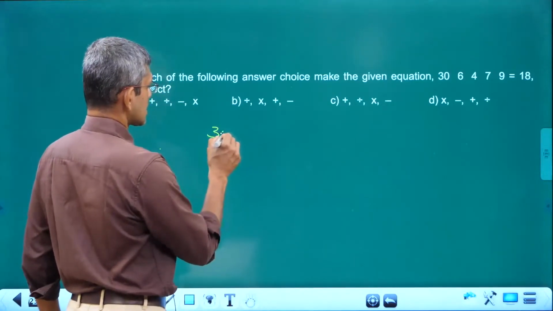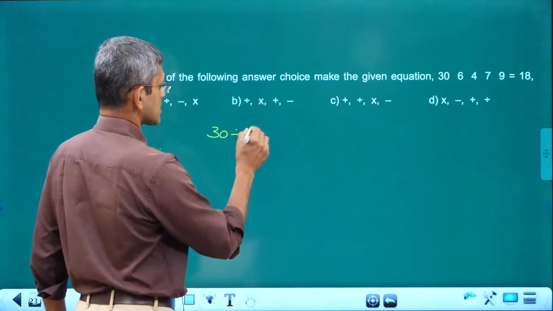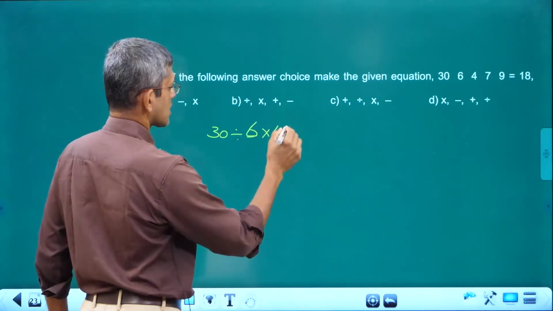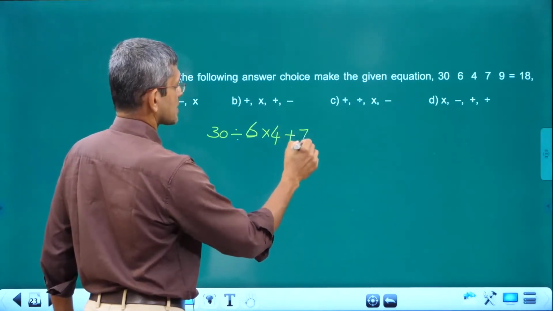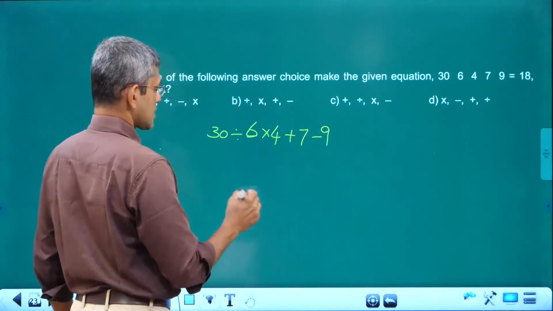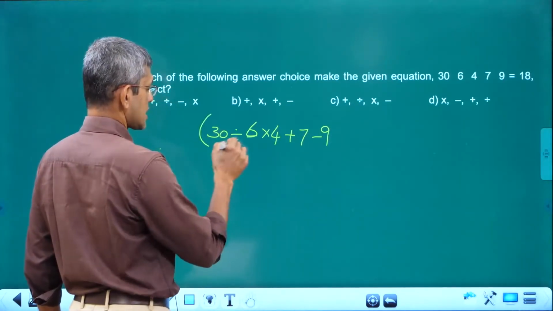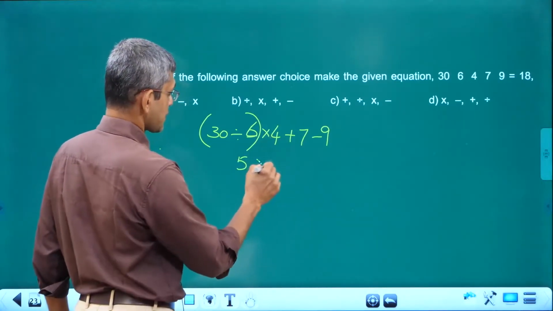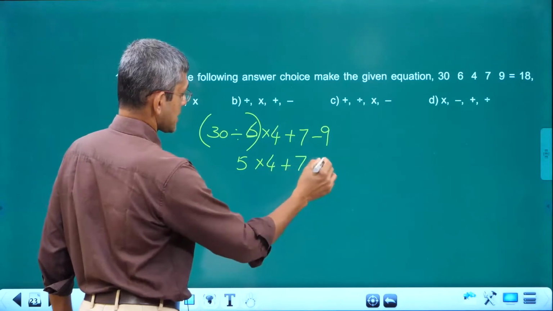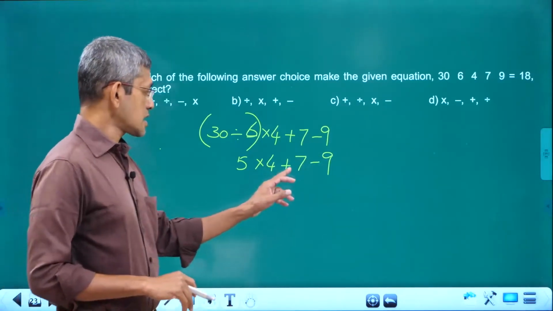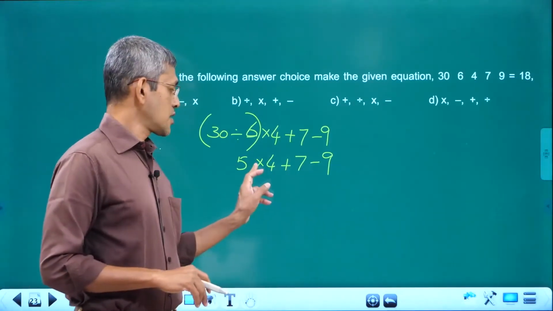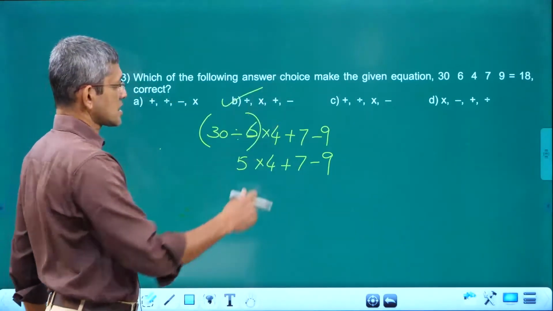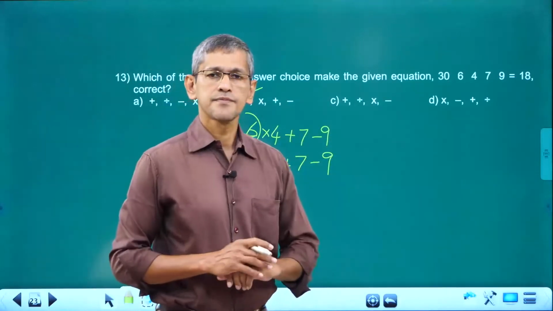So 30 divided by 6, and 6 into 4 plus 7 minus 9. So here we have 30 divided by 6, that is 5. That 5 into 4 is 20. 20 plus 7 minus 9. So what you get is minus 2 here. 5 into 4 is 20, 20 minus 2 is 18. Perfectly all right. So this is the answer. We don't need to go further.